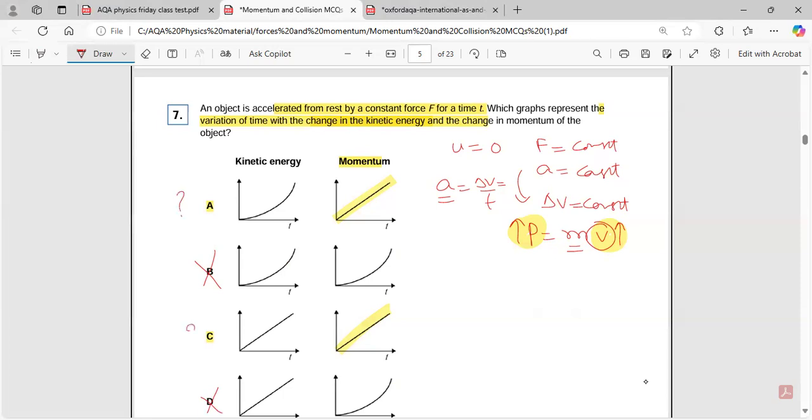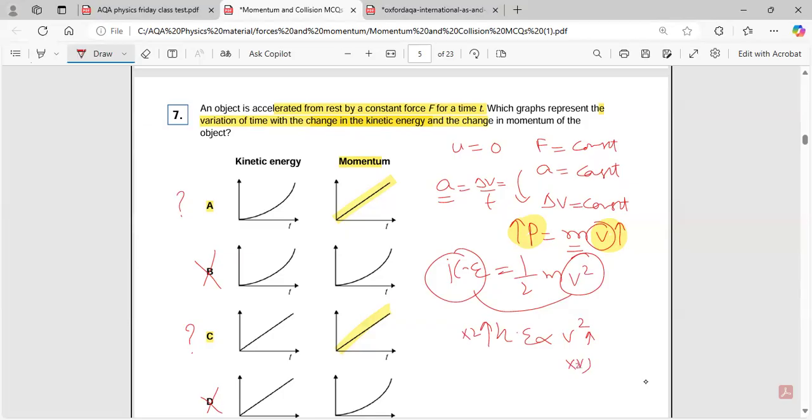So you have to look from A and C. Now we have to look for the kinetic energy expression, that is 1/2 mv². So it means that kinetic energy is proportional to v². Now, as v is increasing, kinetic energy will increase twice as fast because this is squared. Like if velocity becomes double, 2v, kinetic energy becomes 4 times. Why? Because this is v². If speed increases 3 times, you need to take it square because v² is there. So kinetic energy increases 9 times.